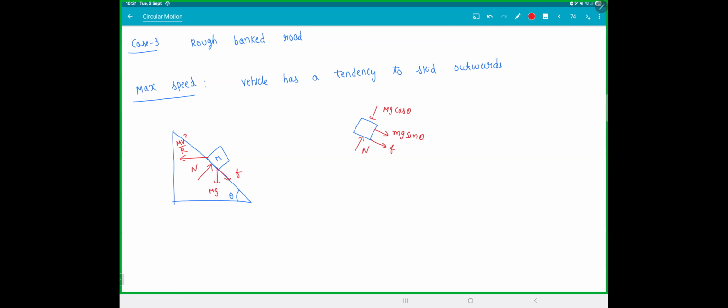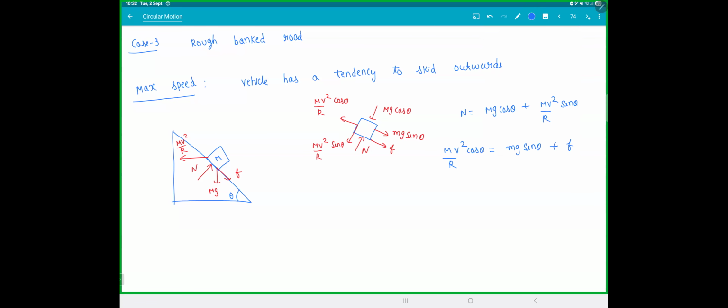This is mg cos theta. This will be the centrifugal force component, mv square by r cos theta. This will be the centrifugal force component. So centrifugal force will also change your normal reaction now. So your normal reaction N becomes mg cos theta plus mv square by r sine theta. Is the FBD clear, everyone? And along the plane, the centrifugal force component mv square by r cos theta is actually balancing your mg sine theta plus friction.